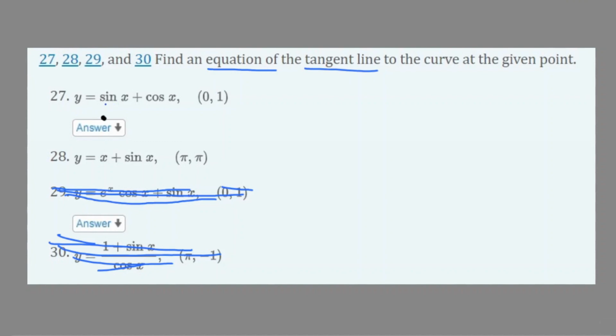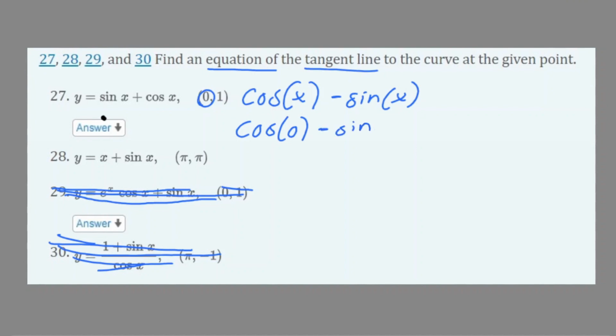So for number 27, sine x plus cosine of x, the derivative of that would just be cosine of x minus sine of x. So now what we do is we plug in 0 for the x value. So we do cosine 0 minus sine 0. So we know cosine 0 is 1, and then sine 0 is 0. So 1 minus 0 is 1.